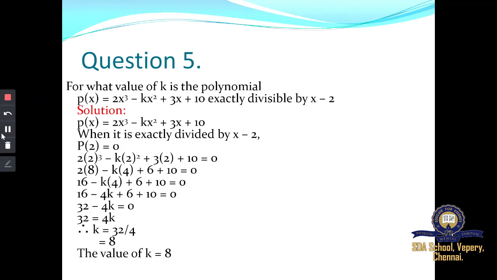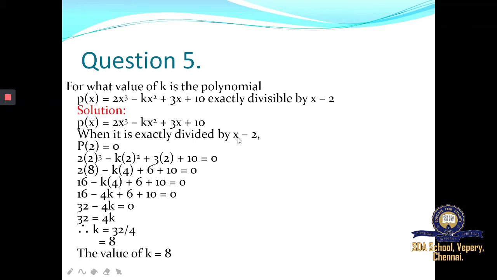Next question number 5. For what value of k is the polynomial p of x equals 2x cubed minus kx square plus 3x plus 10 exactly divisible by x minus 2? Okay, again write this equation as it is. What are they trying to say? What are we supposed to find? The value of k when it is exactly divisible by x minus 2.